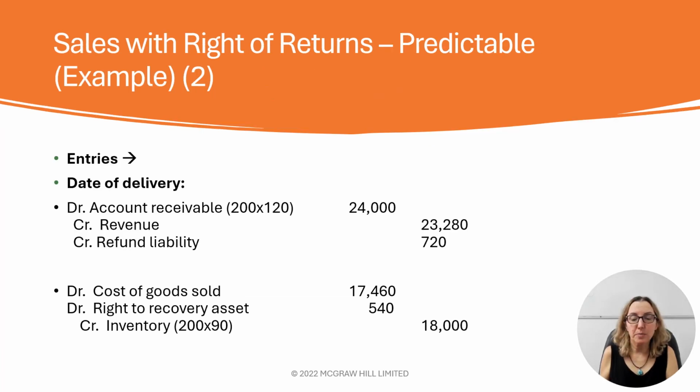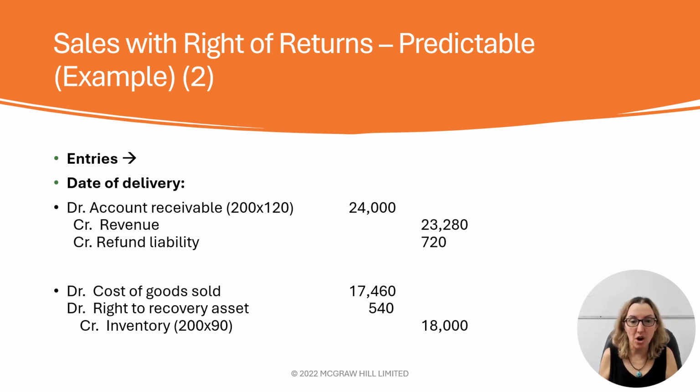Now I want to go through the specific journal entries. Here, because there's the right of return, we can't recognize all our revenue. So we are going to debit accounts receivable for the full amount, which is 200 times 120, which is 24,000. But we can't recognize 24,000 of revenue. What we're going to do instead is take our 24,000 times 0.97, because 3% is what we expect people to return. So we're crediting revenue for 23,280. The other credit has to go to what's called refund liability. That's $720.